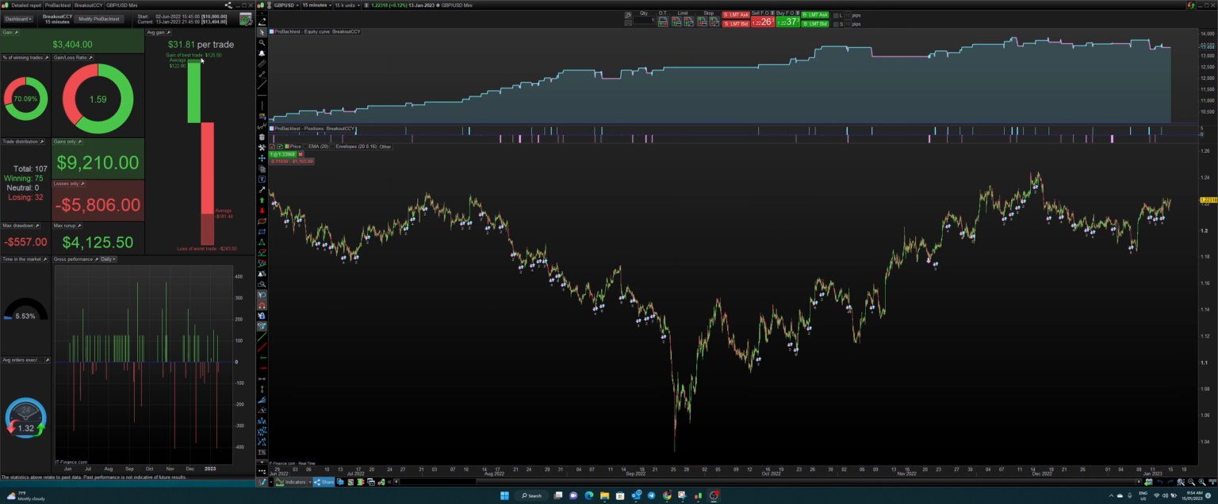$31 per trade on average, profitable results. So a little bit under the DAX, but what I like is this is diversification. Now we have a strategy that we can run alongside the DAX strategy, and it will help smooth out your overall equity curve, which is exactly the type of thing that we want to have as conservative traders.